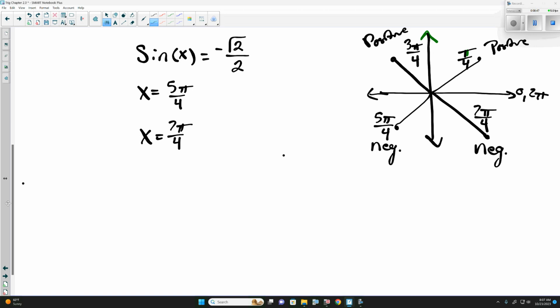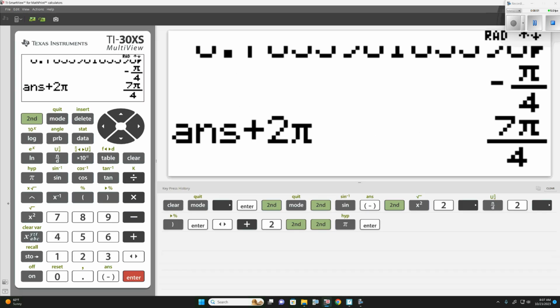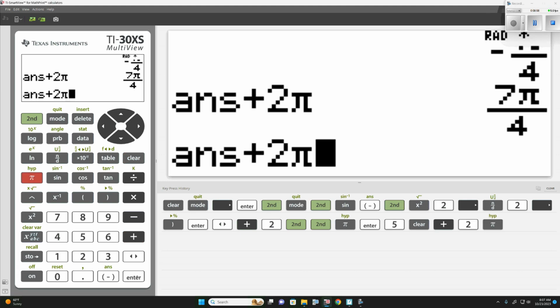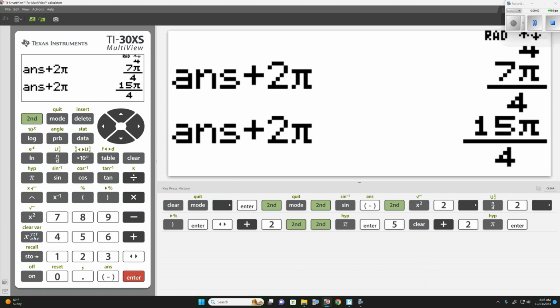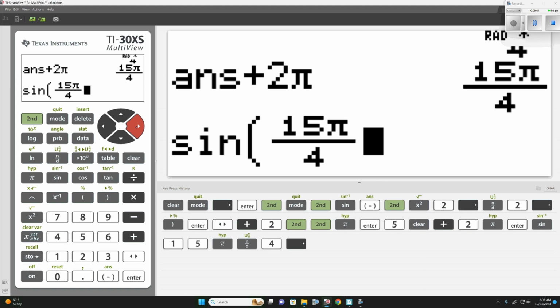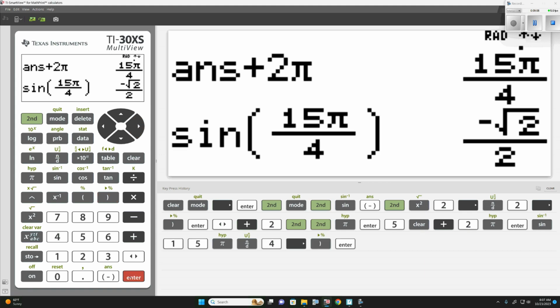Say I added, so we have 5 pi over 4, yes? Well, I'm going to use the calculator. I'll use 7 pi over 4. Let's add 2 pi to it. 15 pi over 4, yes? So if I took sine of 15 pi over 4, what will we get? Negative square root 2 over 2. Well, it works out that if I continue to add 2 pi to 7 pi over 4, I will continue to get negative square root 2 over 2.